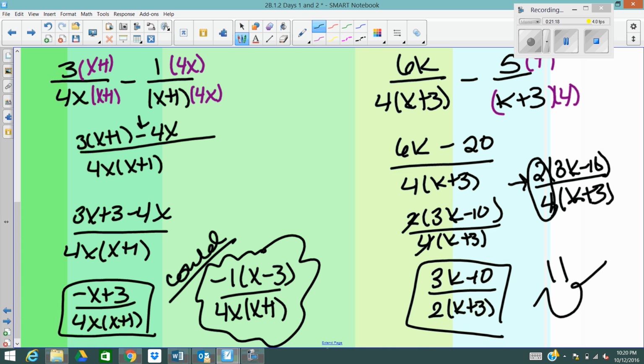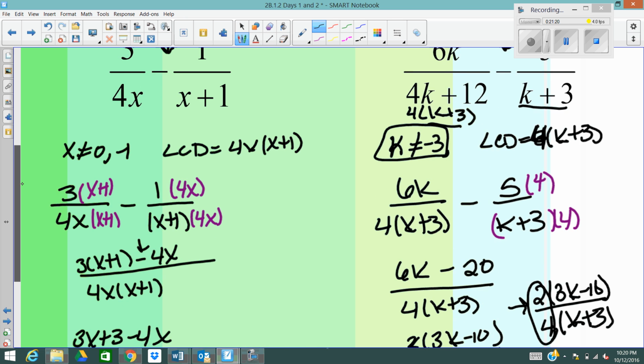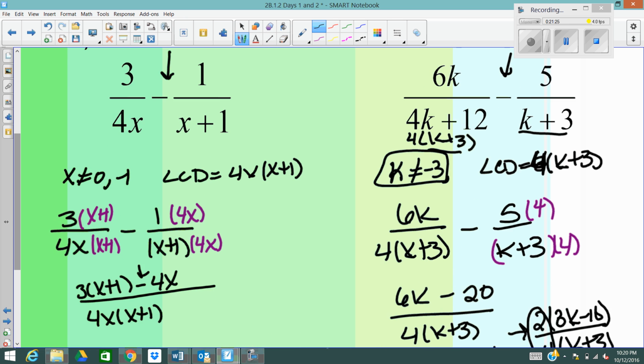Oh, and I showed it at the top, but forgot to mention it. Restricted values. So when we take our denominators and set them equal to 0, since they both have factors of k plus 3, and that's the only part that has a k in it, we get the same restricted values. When k is negative 3, we get 0 in our denominator, so k cannot be negative 3.